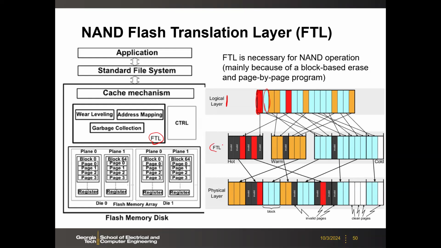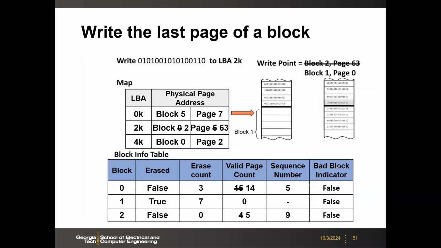So you need some translation from the logic layer to the physical layer to handle the data, because there is a lot of invalid data, or garbage, in the physical layer. We'll talk about that in the next slide and give you some examples to understand this better.